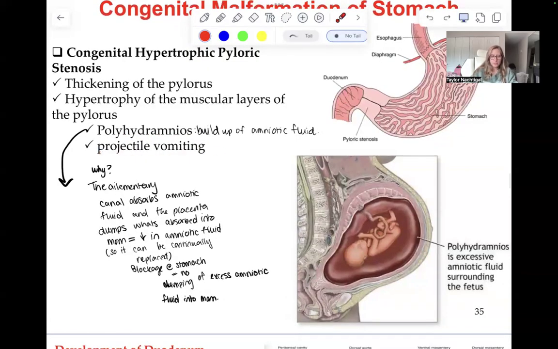We're also going to see projectile vomiting in the baby once it's born and it's trying to drink, because all that milk is going to be coming and sitting in the stomach. And a baby's stomach is teeny, teeny, tiny. It doesn't have a lot of space in it. So as soon as the stomach reaches capacity, it's going to come shooting back out.